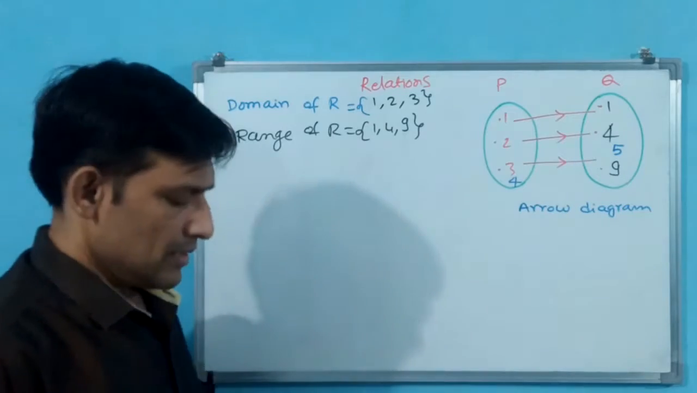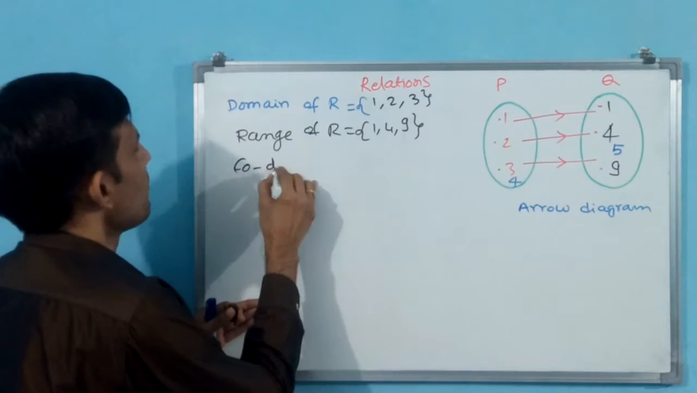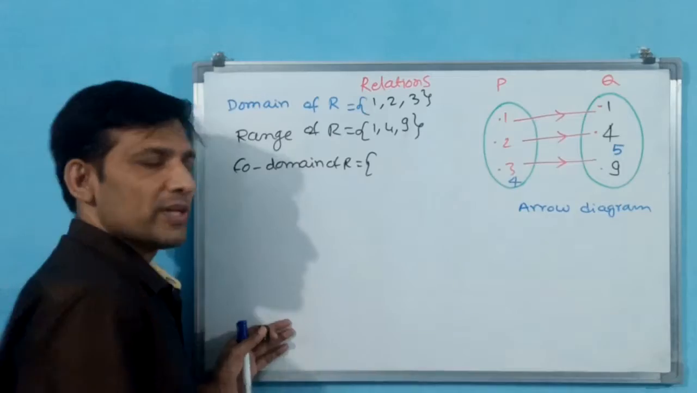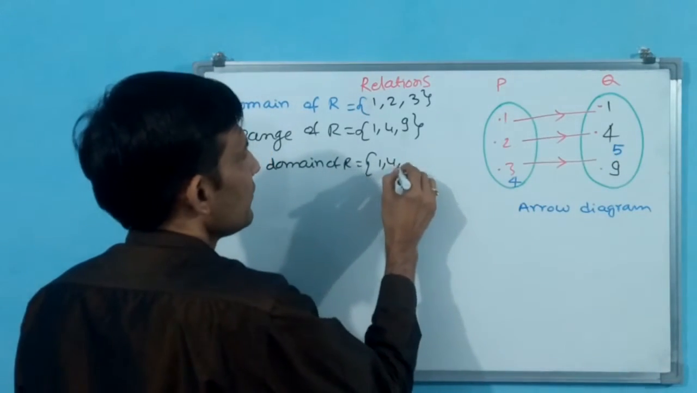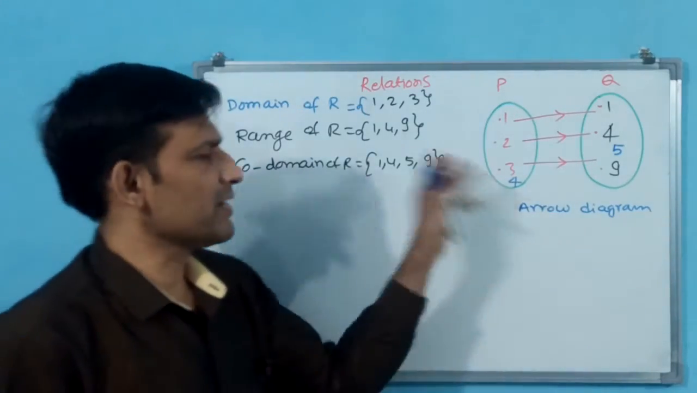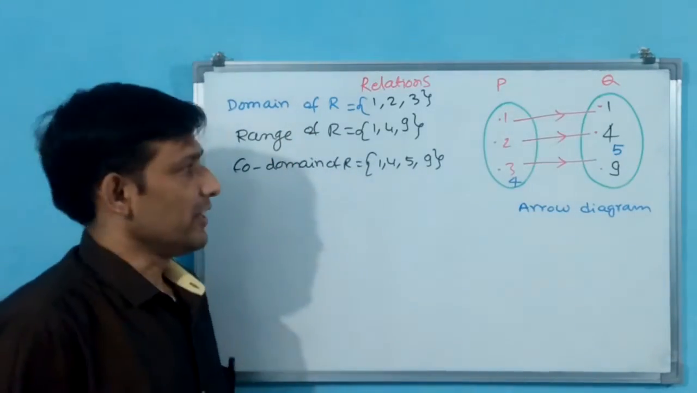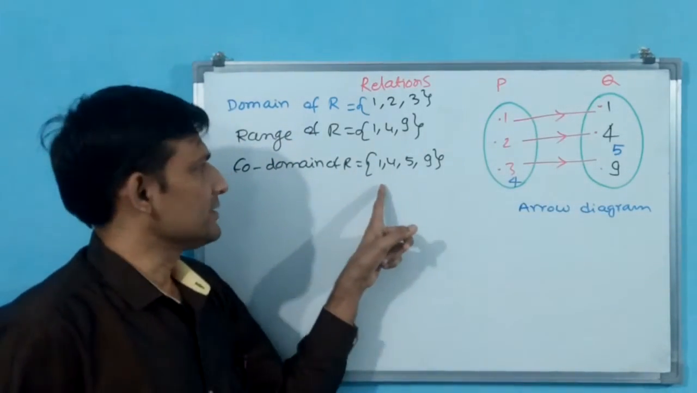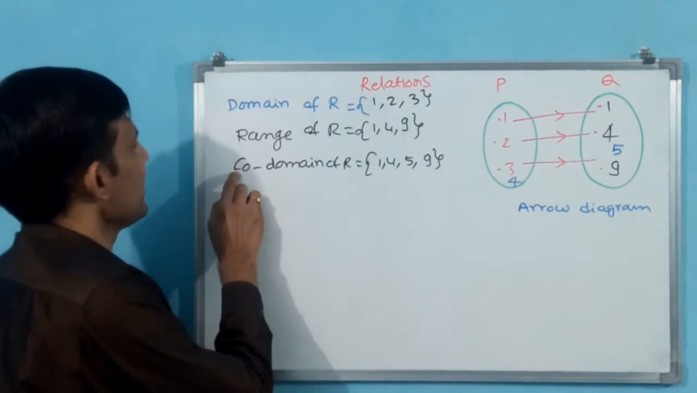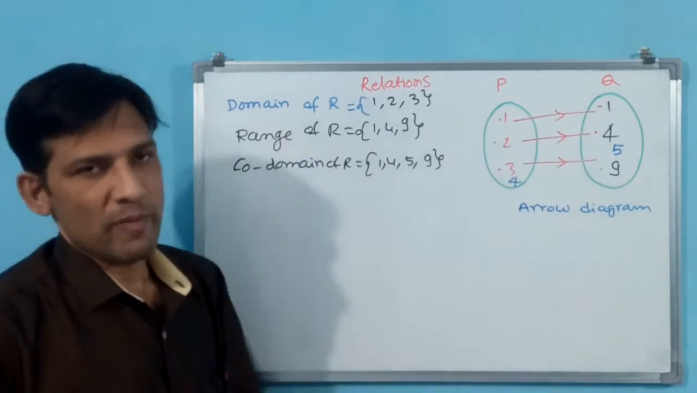Now we go for codomain. Codomain of R is equal to, now you can write all elements 1, 4, 5, 9. Codomain means there is no restriction of having a relation or not. Whatever elements are in Q, all you can write. In Q, all elements you can make into one set and that is going to be called the codomain. This is codomain. Now we understand domain, range, codomain.